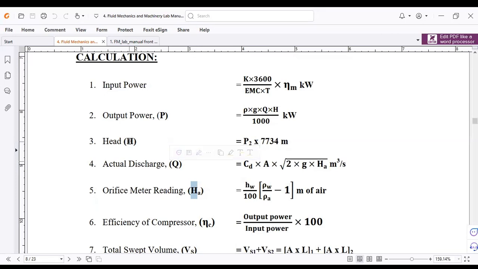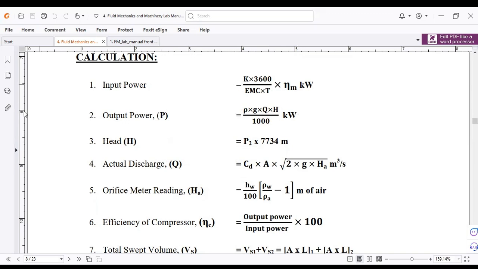Once you calculate the head as well as the discharge, we can calculate the output power: rho g QH divided by 1000. QH is calculated using these two equations. We know the density of air is 1.293 already. That is an observation. G is the acceleration due to gravity. By using that, you can calculate the output power.